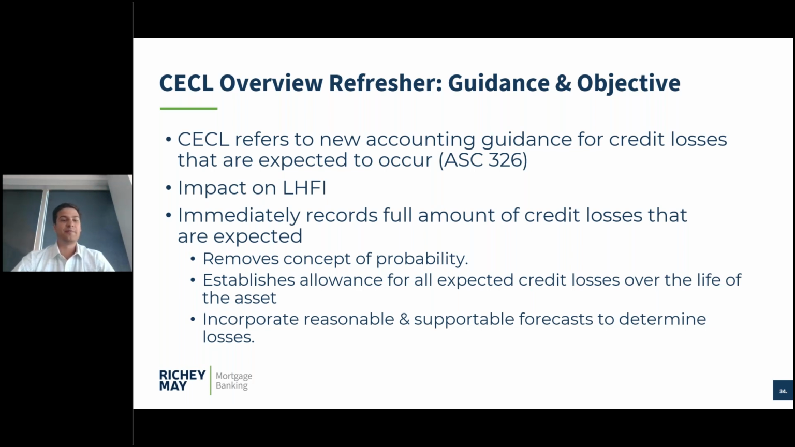but we feel that the biggest effect to the mortgage industry will be loans held for investment, while areas like loans held for sale and derivatives are not impacted.